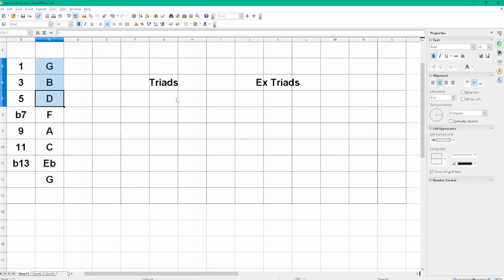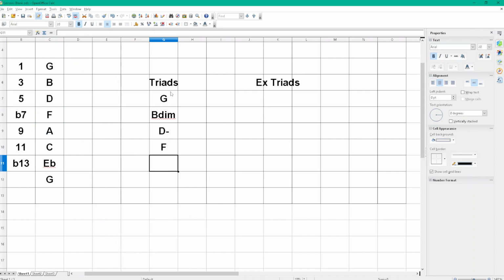So GBD, we know that's a G major triad, obviously. If I go for 3, 5, and flat 7, this is a B diminished, because this is a flat 3 and this is a flat 3. D, F, and A, so 5, flat 7, and 9, gives me D minor. F, A, and C, so flat 7, 9, and 11, gives me F major.